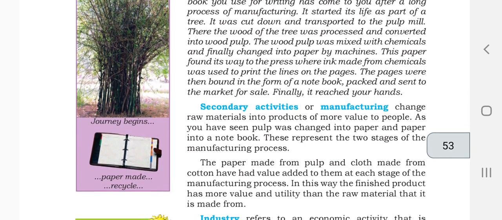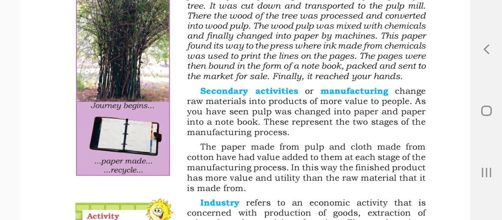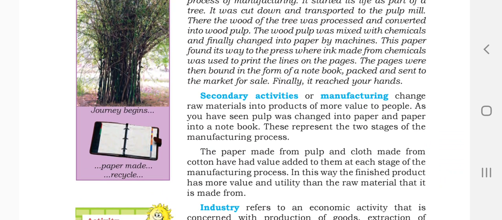So what is this process, how does it function, and what all does it take to reach us? We'll be learning all the processes of the industries and how it works. Secondary activity or manufacturing changes raw materials into products of more value to the people. There is not much value in a bamboo or a tree, we don't value that. When it comes to the paper or the notebook, we get the finished product and we get more value from it. So that adds more value.